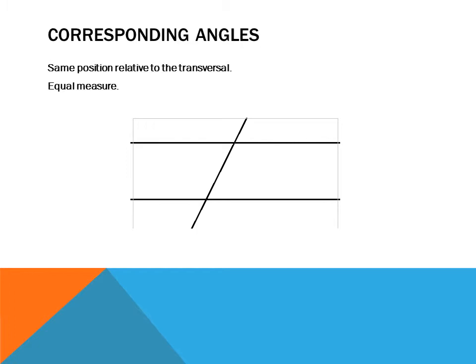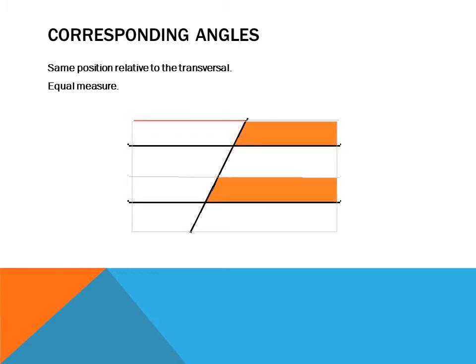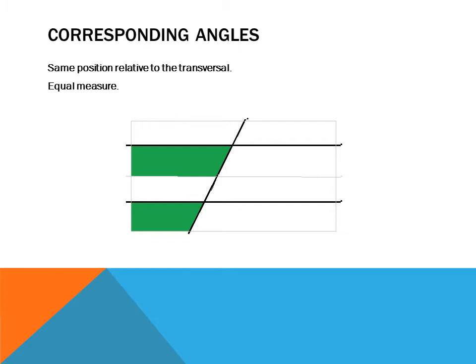So let's look at where these corresponding angles are. Okay, the one that I just described, the top left of the parallel lines are corresponding. The top right are corresponding angles, the bottom right, or the bottom left. So they're in the same place relative to your parallel line and your transversal.